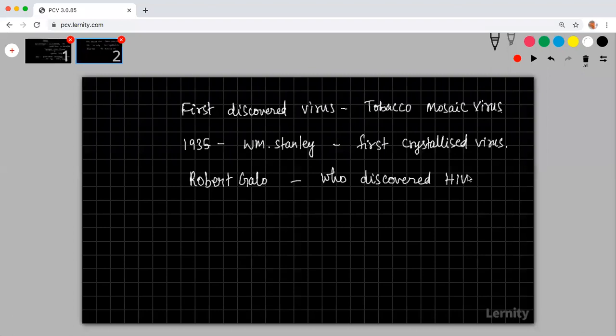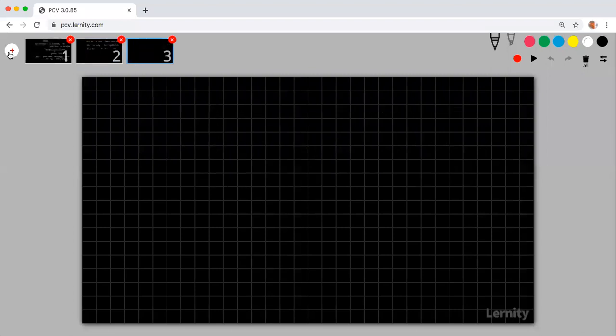Okay, so now we'll continue. So this is the thing that you need to know. So these are the scientists who are there. Okay, so now we'll move on further.